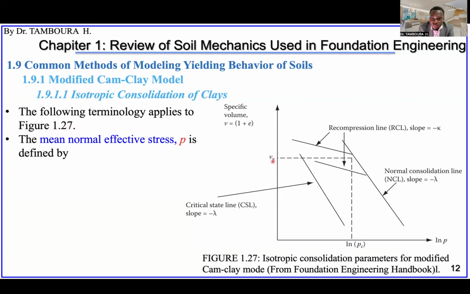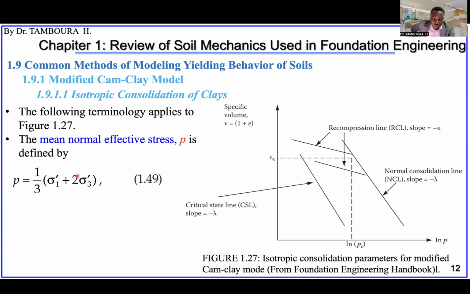We have here V. This is the volume, because now we are not in 1 dimension, we are in 3 dimension. So this is volume, and this is P. You will see it now, but this is related to stress. Okay, so P is the mean normal effective stress, which is defined by this formula.